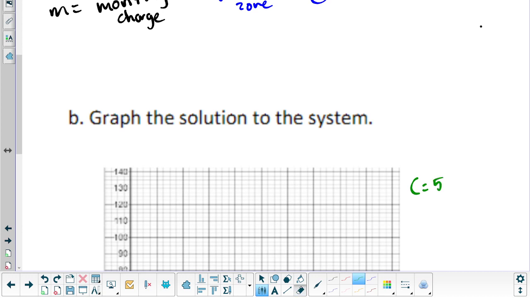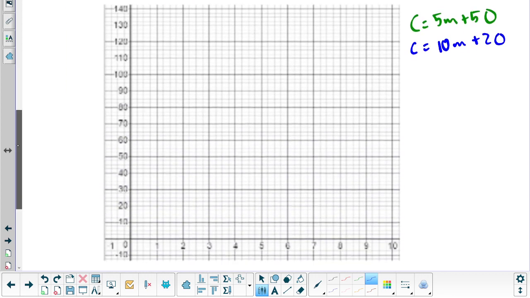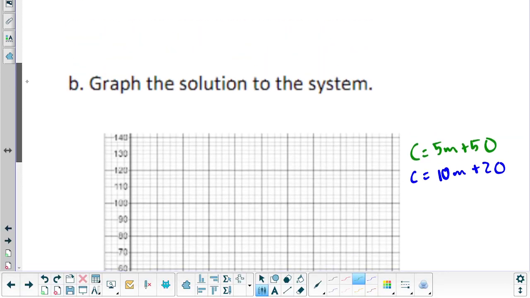And I'm going to write them in slope-intercept form. So I'm just going to flip the things around, but it doesn't really matter. So 5M plus 50, just because we're more used to seeing it that way. 10M plus 20. It's really the same thing. We can flip these around however we want.